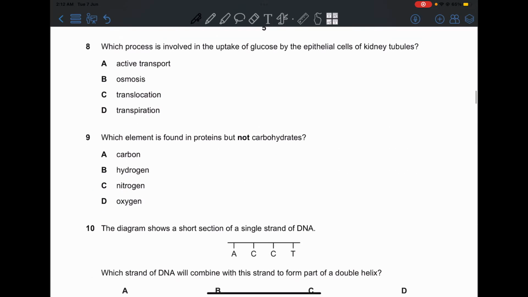8. Which process is involved in the uptake of glucose by the epithelial cells of the kidney tubules? Now we know that the uptake of glucose is done by a process called active transport, so that's going to be our answer. Now this example is actually written in the syllabus. If you're going to check the Cambridge syllabus of the Biology 0610, it's written that this is an example of active transport in chapter 3.